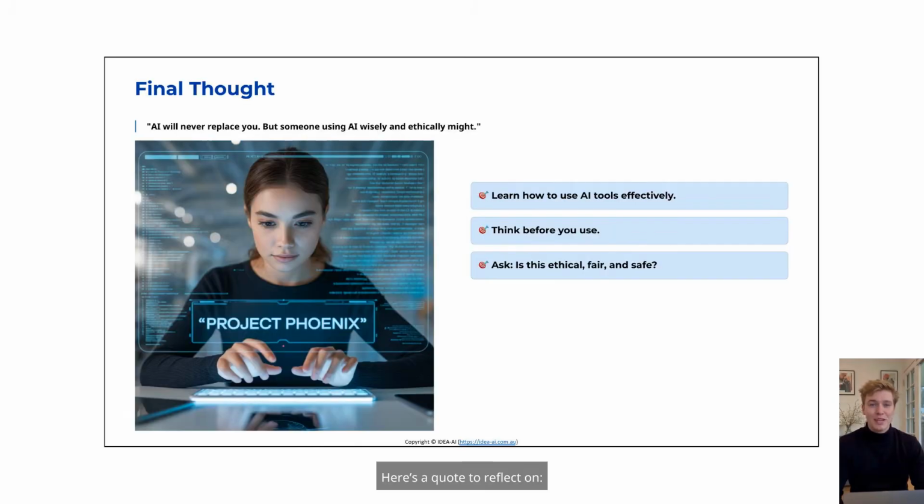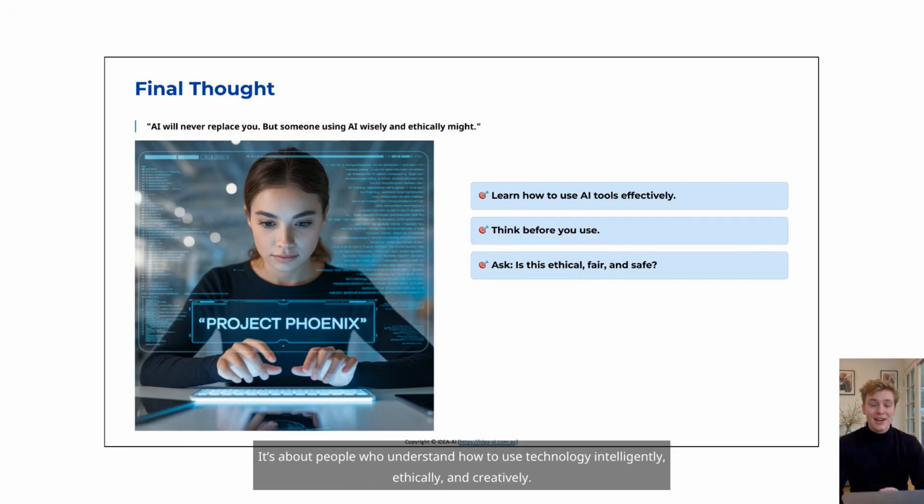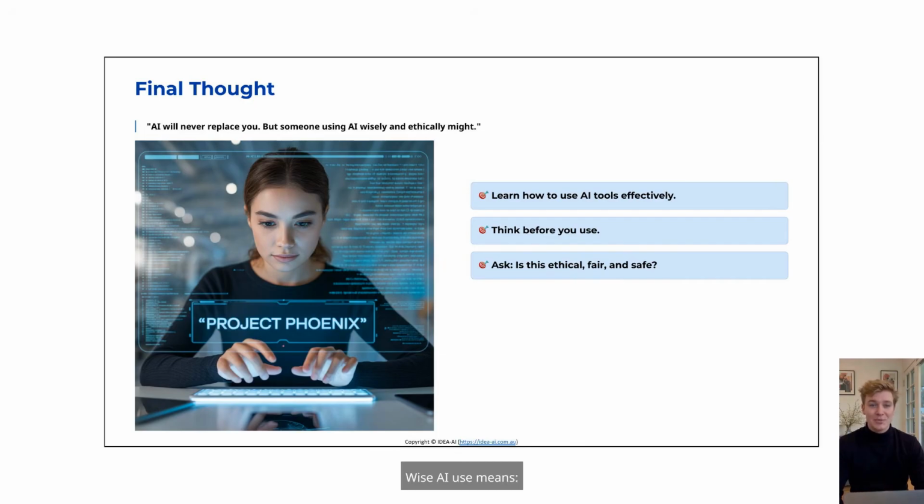Here's a quote to reflect on: AI won't replace you, but someone using AI wisely might. Let's unpack this. The future isn't about man versus machine. It's about people who understand how to use technology intelligently, ethically, and creatively. Wise AI use means knowing when to use it and when not to, combining human judgment with machine assistance, making decisions that reflect both logic and empathy.